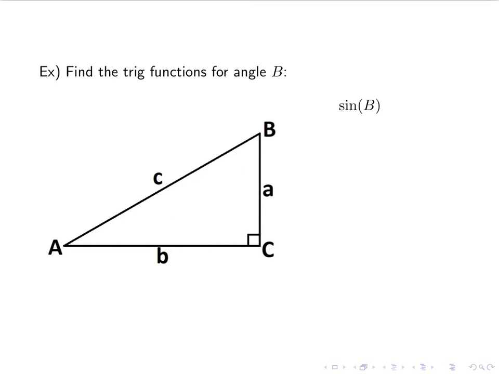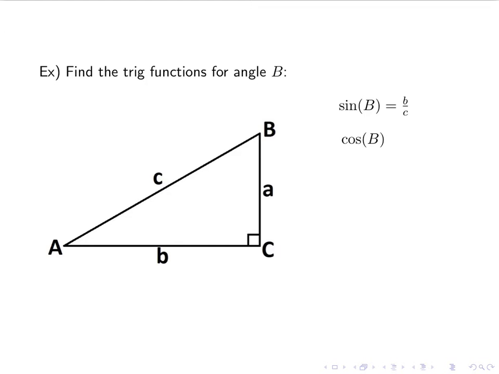So from there, let's go and find sine B. Remember that sine is opposite over hypotenuse. No matter which angle we're looking at, the hypotenuse, again, is always C. And then opposite for angle B is side B. So sine of the angle B is side B over side C.